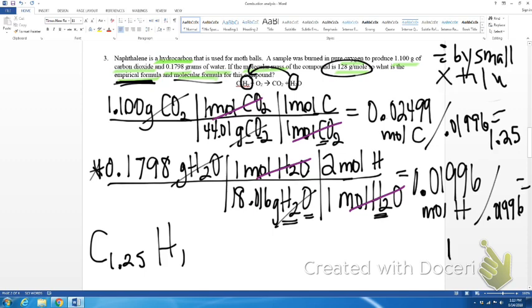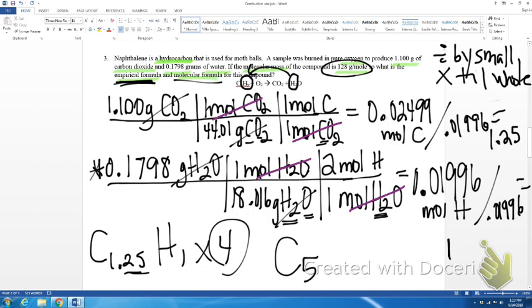So our whole number in this case we're going to want is, you have a 0.25, so we're going to multiply both of them by 4. So when I do that, I get C, 1.25 times 4 is going to be 5, and then H was a 1, so now it's going to be a 4. So you're going to get C5H4. So that would be the empirical.